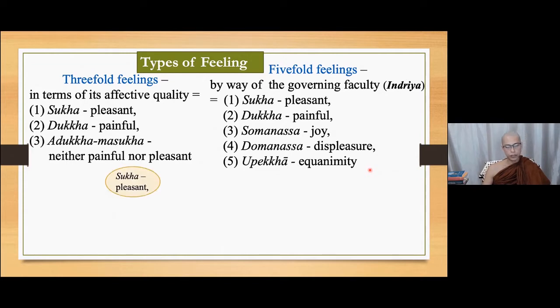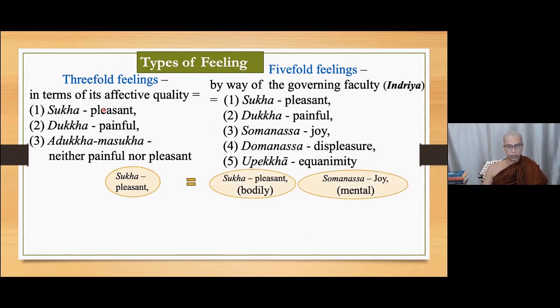So what is the difference between these two enumerations, two groups? Sukha in the threefold feelings, and here also sukha in the fivefold feeling. But in this case, it is divided into 2, sukha and somanassa. Because sukha is pleasant bodily feeling, and somanassa is mental feeling, pleasant mental feeling. So the translation comes as joy. But actually, the words sukha and somanassa have the same nature of pleasant feeling. Pleasant feeling through the body is sukha. Pleasant feeling through the mentality only is somanassa. So this becomes fivefold.